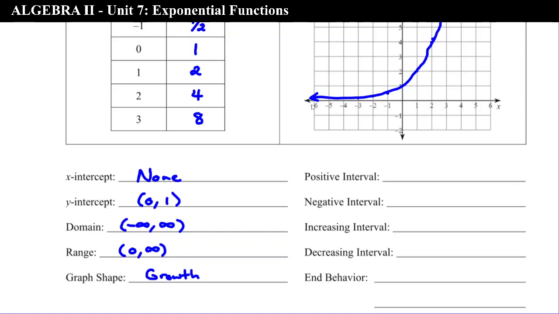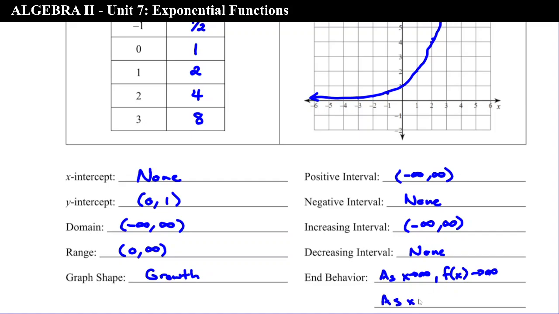Positive interval, well, all of these values are positive, so it's negative infinity to positive infinity. Since everything's positive, we have no negative intervals. We're increasing from the left to right the whole time, so therefore we're not decreasing at all. And then for the end behavior, as x approaches infinity, f of x also approaches infinity. And as x approaches negative infinity, that's on the left-hand side, we're getting closer and closer to the x-axis, so f of x approaches 0.